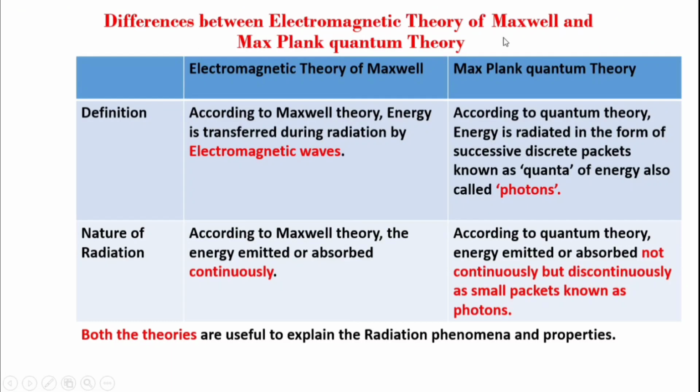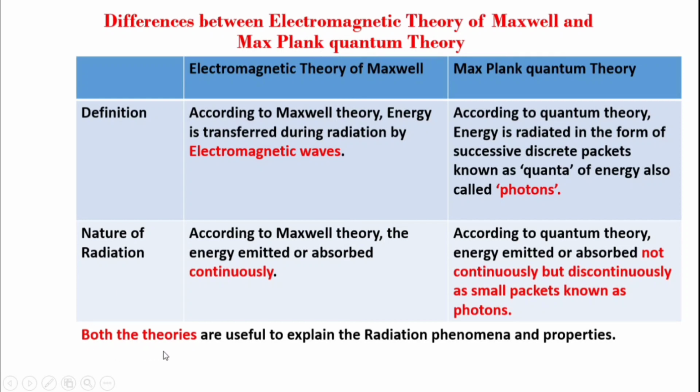Differences between electromagnetic theory of Maxwell and Max Planck quantum theory: according to Maxwell theory, energy is transferred during radiation by means of electromagnetic waves, and the energy is emitted or absorbed continuously by matter. According to quantum theory, energy is radiated in the form of successive discrete packets known as quanta of energy, also called photons, and energy is emitted or absorbed not continuously but discontinuously as small packets known as photons. That is the major difference between electromagnetic theory of Maxwell and Max Planck quantum theory.